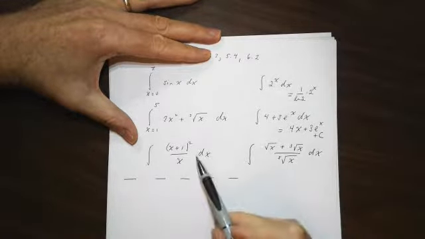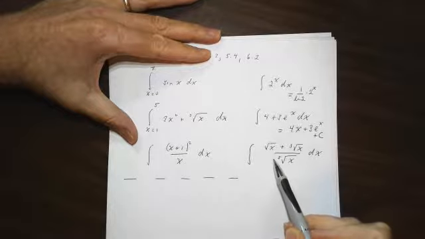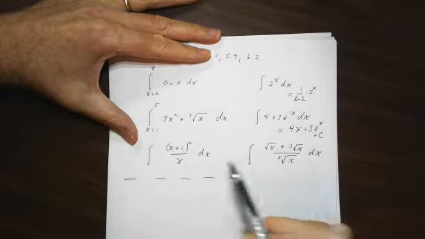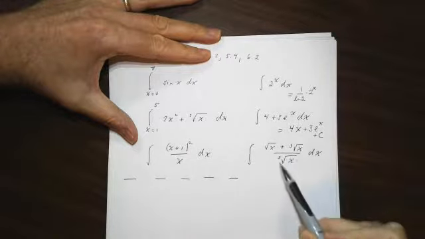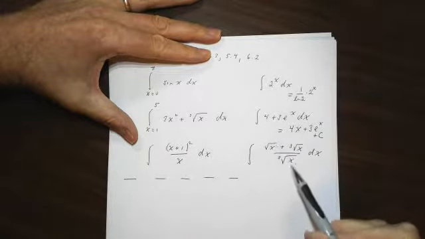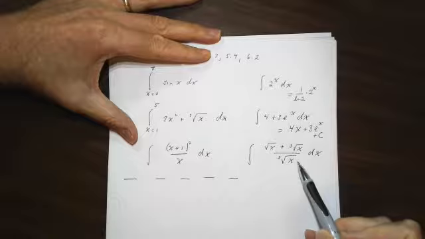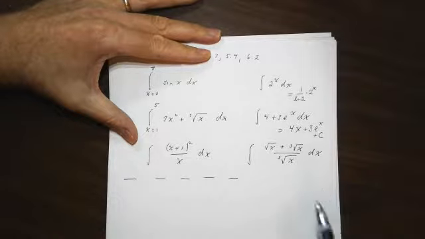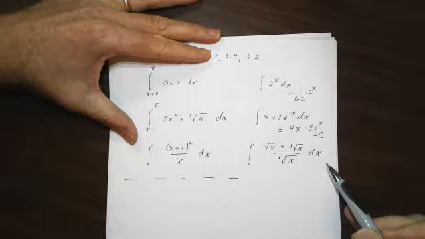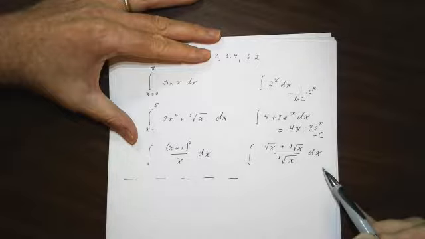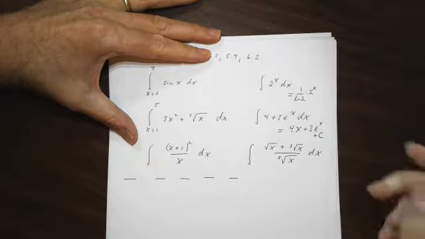Now, for this one and for this one, we have to do a little bit of algebra first. So we would expand this and simplify, and we'd have to use properties of fractional exponents to simplify this as well. So the first thing we try to do when computing an indefinite or definite integral is we try to find an antiderivative using the functions on the list. If that doesn't work, then we might have to do some algebra to simplify.